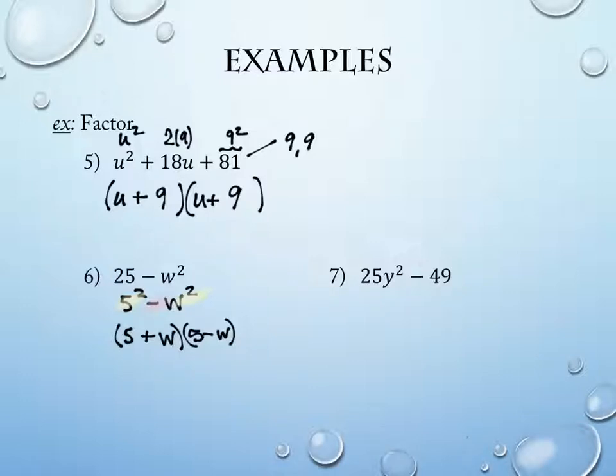Bada bing, bada boom, we're done. Right? Like that easy, that straightforward. But you have to recognize that you actually have squaring of terms going on. So if I look at that on number 7, what do you see? What is being squared in the first part? 5 and y. So it's 5y.